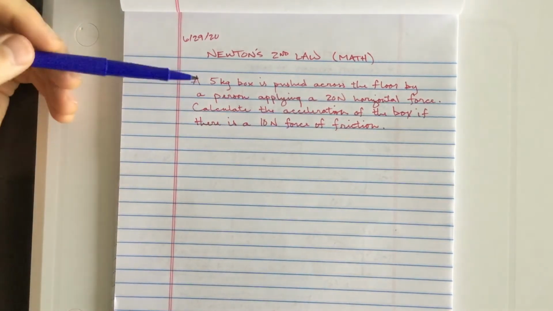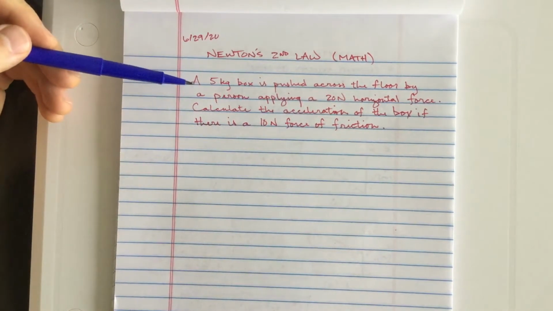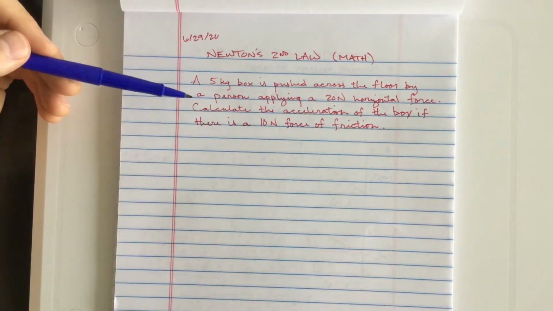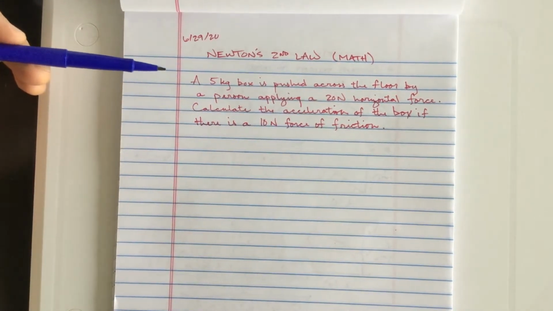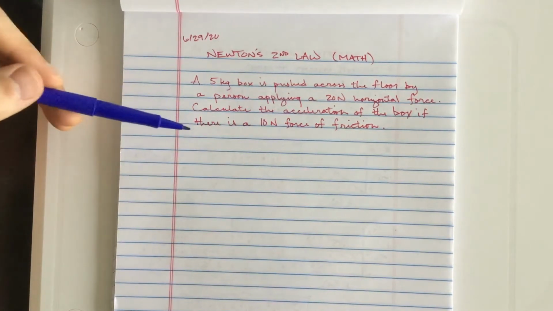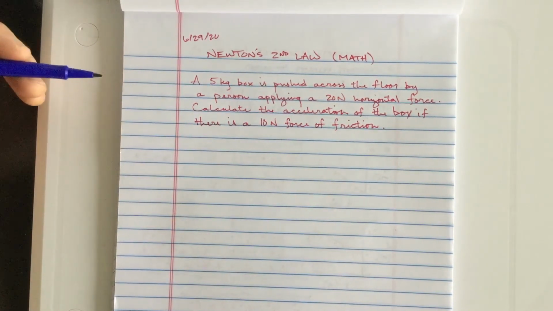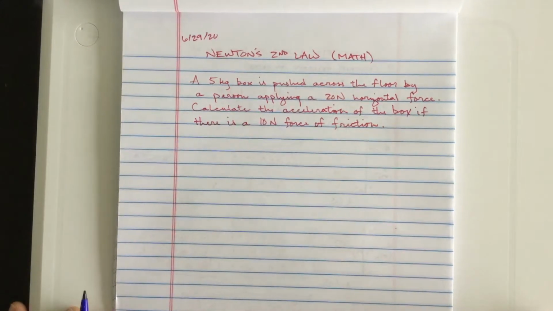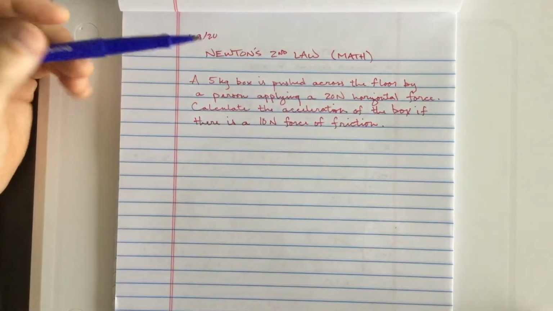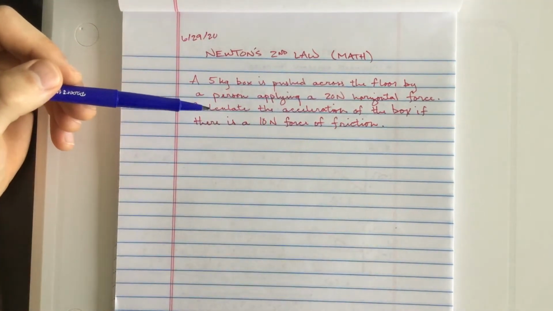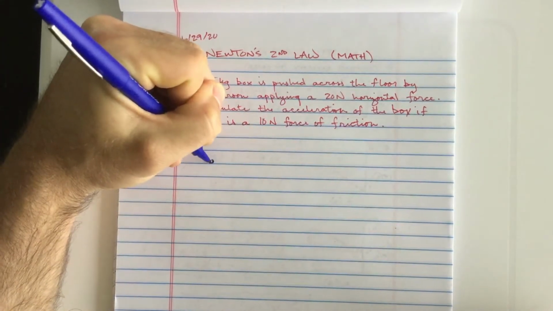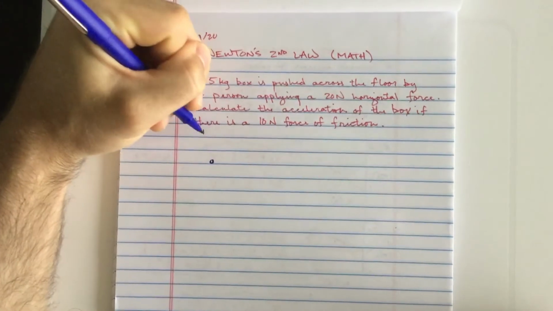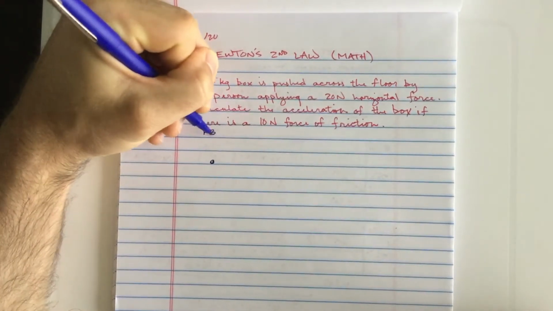So, reading the question, we've got a 5-kilogram box pushed across the floor by a person applying a 20 Newton horizontal force. Calculate the acceleration of the box if there is a 10 Newton force of friction. So with word problems in the past, we would do our KU charts. If it's a problem involving forces with Newton's laws, we actually are going to draw an FBD. All right, so right here, if you want to label it, here's an FBD.